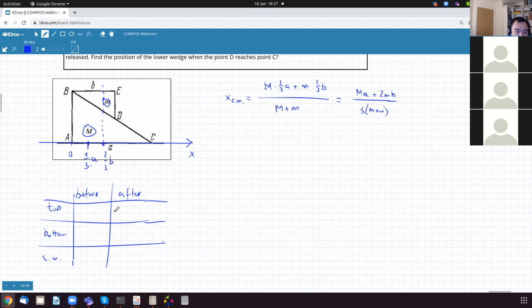So the top block, before it was 2/3 B. Now it has shifted by A minus B. But then it's shifted to the left by L. So it's going to be the initial position, 2/3 B. Then it shifted to the left by L, and it shifted to the right by A minus B. I know, confusing.